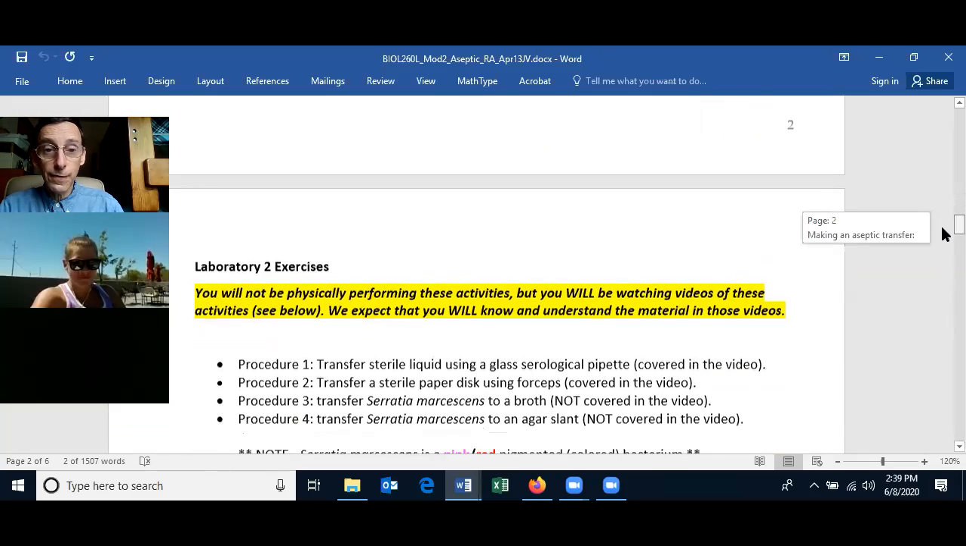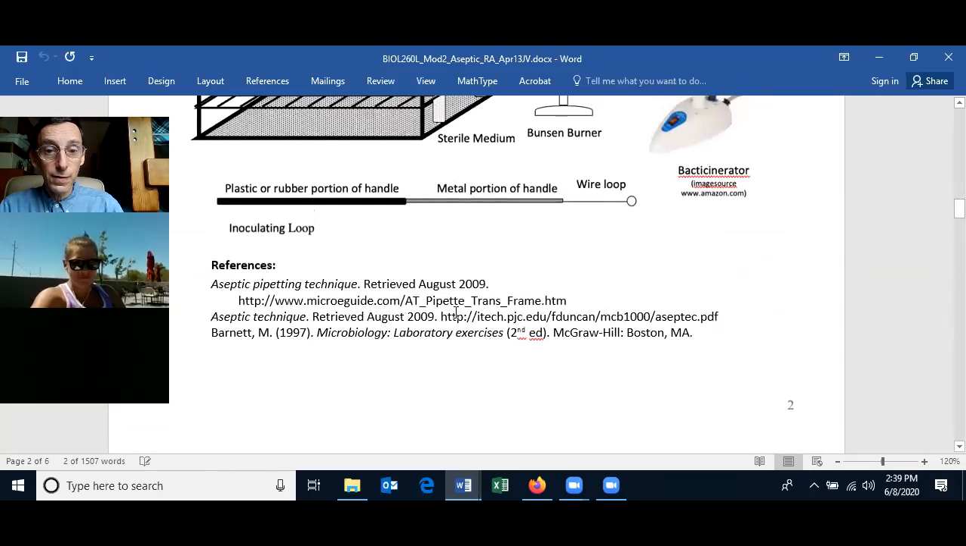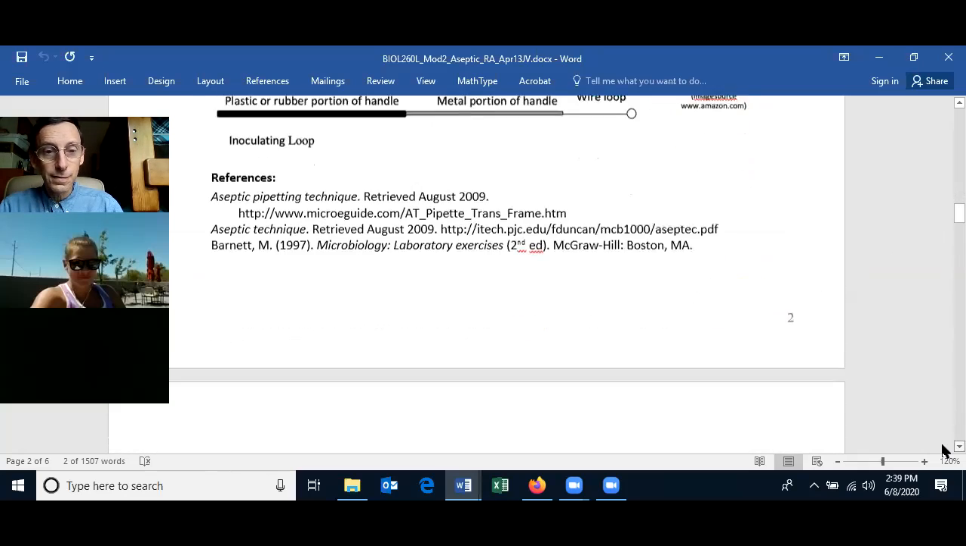Whenever you see references, if you have links to them, you don't have to click on these links. These links aren't even clickable. It's done well.